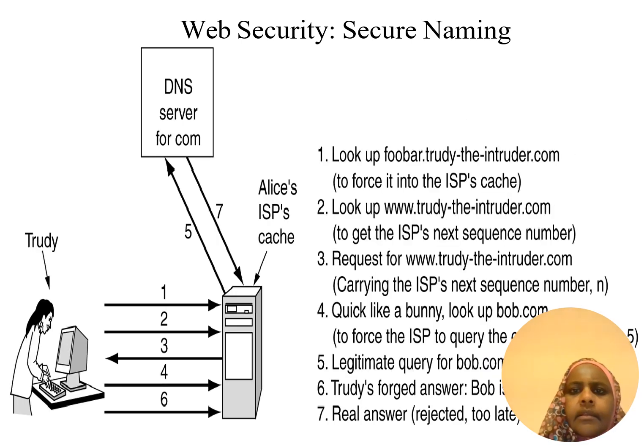For Trudy to do this, she has to do a lot. It's not an easy task. She has to guess the sequence number of the server by sending the server lookup requests for her own IP address, and then use this sequence number once she gets to ask for Bob's address, and reply using this sequence number before the root DNS sends back the reply.